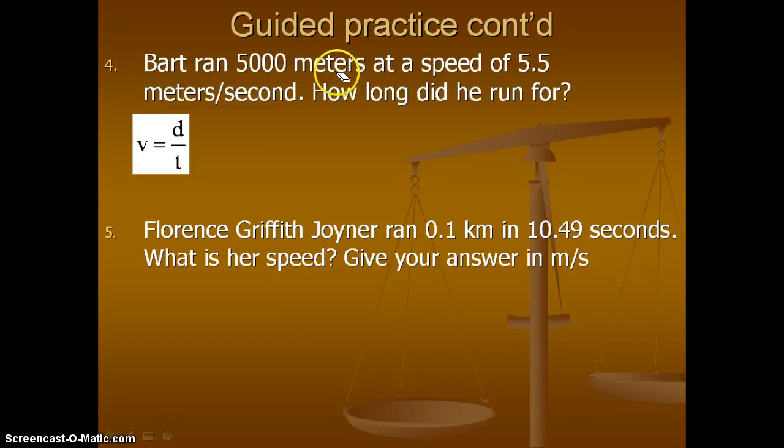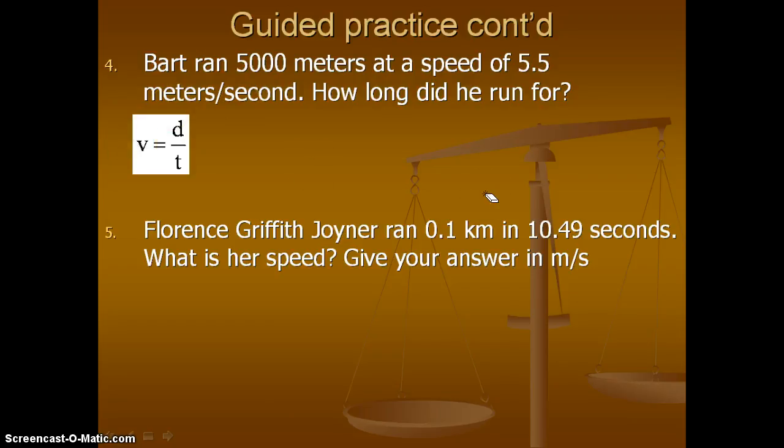5,000, that's meters. Since it's meters, it refers to distance. 5.5, is that the time? No, because it says 5.5 meters per second. That means it's the speed. So this 5.5 would go in for v.